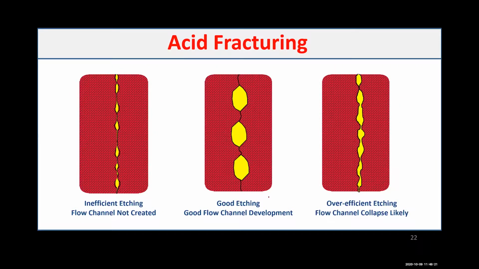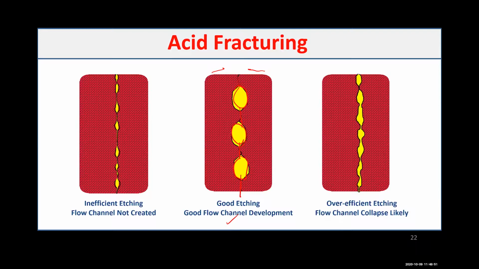Let me have this one. So what's happened? You have here a fracture face, and you have an acid that actually creates a long pore structure through it. So when the two pieces of the frac are closed, you can see you still have a big area that the acid will flow through. And that is what we call good etching or good channel development.